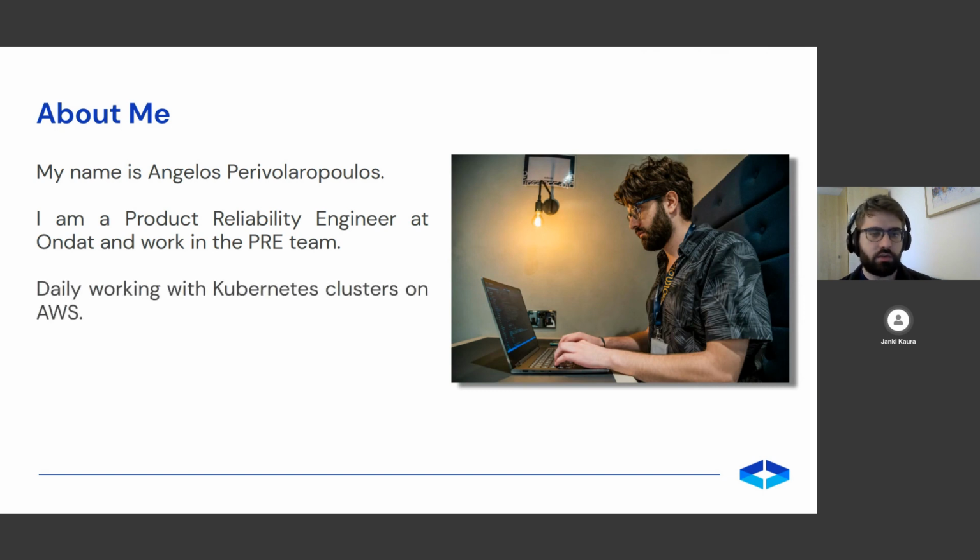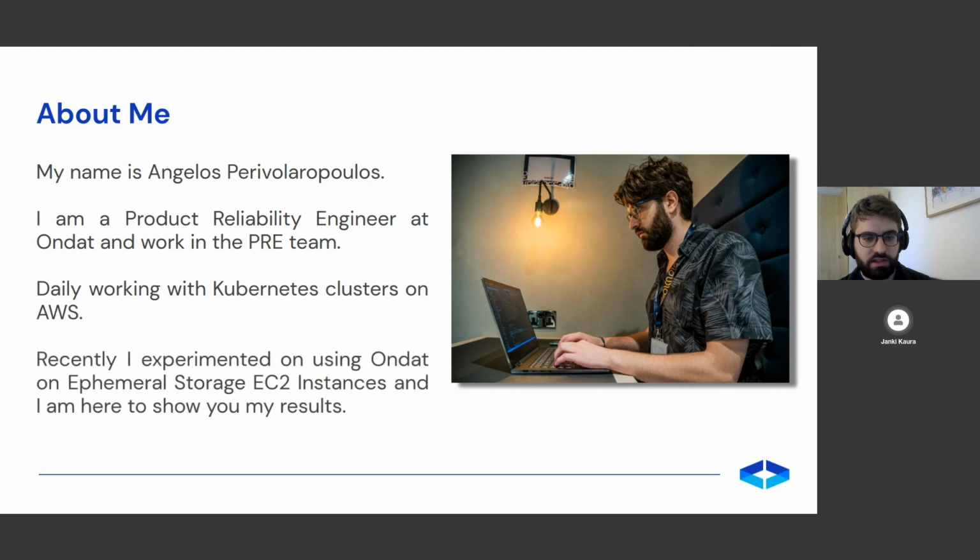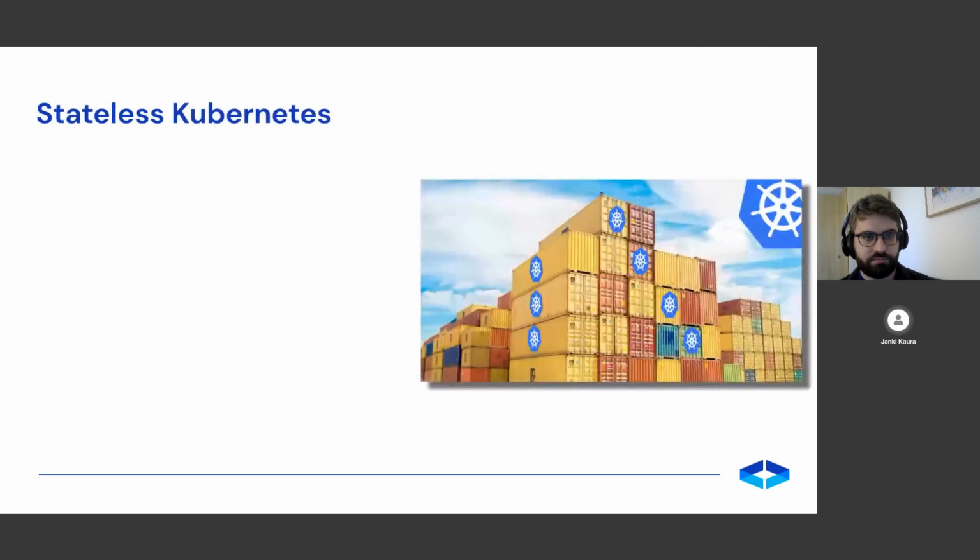As part of my work, making sure that Ondat is reliable, I'm daily working with Kubernetes clusters, and most of them are on AWS. Recently, I've been experimenting a lot with using Ondat in different types of EC2 instances, including ephemeral storage EC2 instances. And today, I'm here to show you my results on those findings.